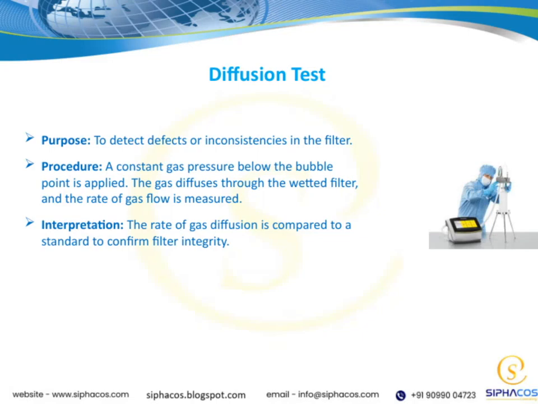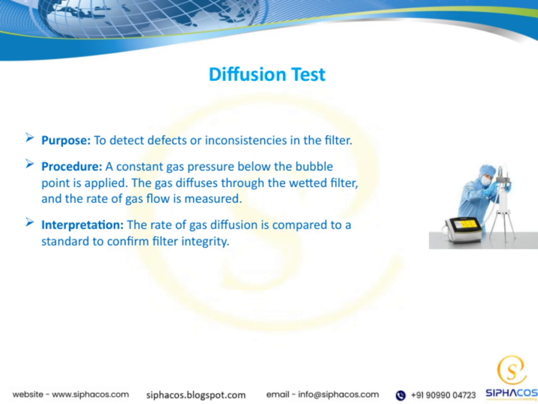Now, let's talk about the purpose of the diffusion test. The main goal here is to detect any defects or inconsistencies within the filter. Essentially, we want to ensure that the filter is functioning properly and hasn't developed any leaks or weak points. Moving on to the procedure, we apply a constant gas pressure that stays below the bubble point. This is important because we want to avoid creating bubbles that could interfere with the test.